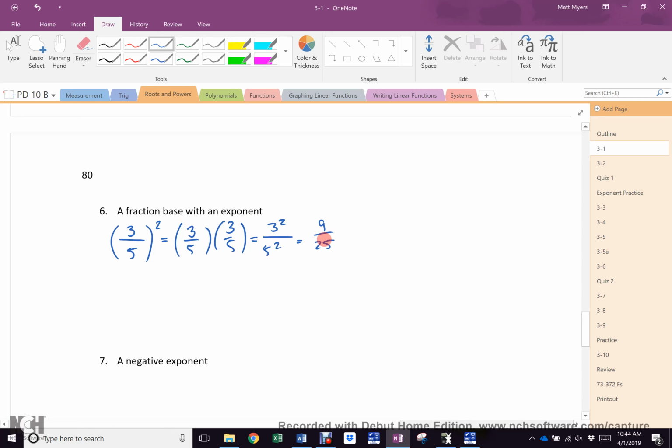Now that is very closely related to the 3rd law, isn't it? So the rule is (x over y) to the m is x to the m over y to the m. The m goes to everything.